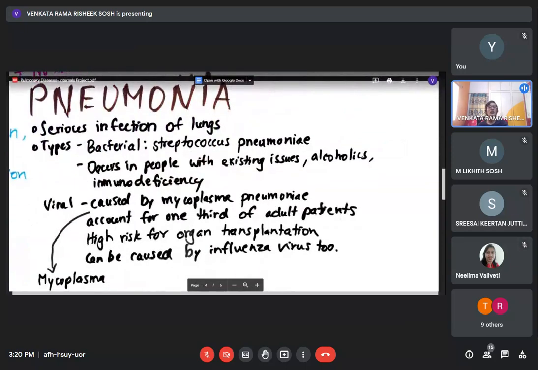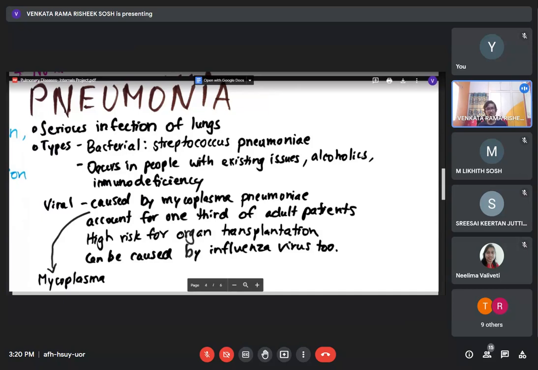So coming to pneumonia, pneumonia is well known to be currently caused by COVID-19 infection as well. It is a serious infection of the lungs and has many different causes. So it can be curbed by using antibiotics and drugs like remdesivir, as we all know. There are many different types. There is no specific pathogen causing this.